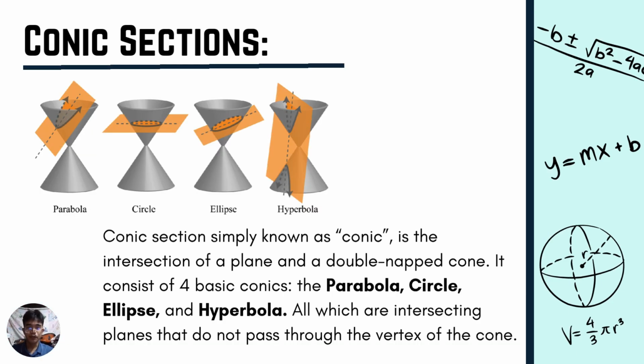Today's topic we're going to discuss is conic sections, specifically the circle. A conic section, simply known as a conic, is the intersection of a plane and a double-napped cone. It consists of four basic conics: the parabola, circle, ellipse, and hyperbola, as shown in the figures, all of which are intersecting planes that do not pass through the vertex of the cone.